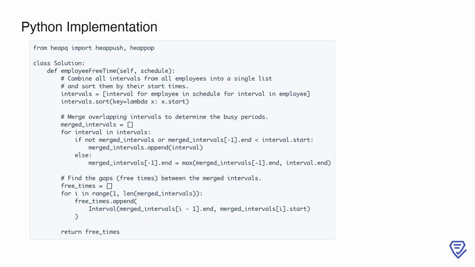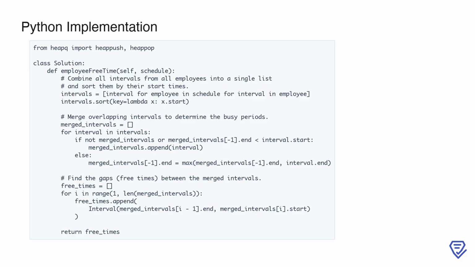4. Finding free time: Once we have the merged intervals, representing the total busy periods, the free times are simply the gaps between these intervals. We iterate through consecutive merged intervals and record the intervals between the end of one interval and the start of the next. 5. Output: The function returns the list of free time intervals. These intervals represent the periods when all employees are simultaneously free.